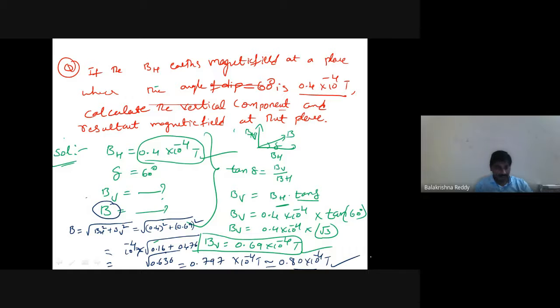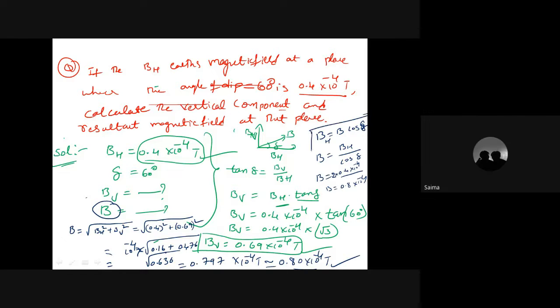But one more method is also there to find it. You know that, from the previous question, BH equal to B cos theta, or B cos delta. Therefore, B, the resultant magnetic field at that place, equals BH by cos delta. So B equals BH, which is 0.4 into 10 to the power minus 4 Tesla, by cos delta. Cos 60 is 1 by 2, so 2 into 0.4 will become 0.8.